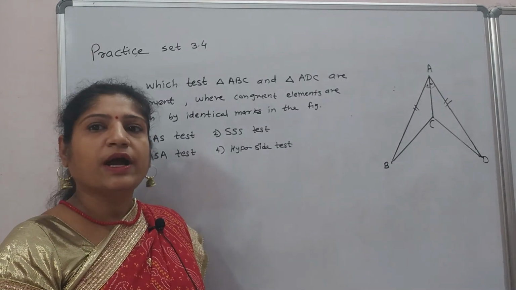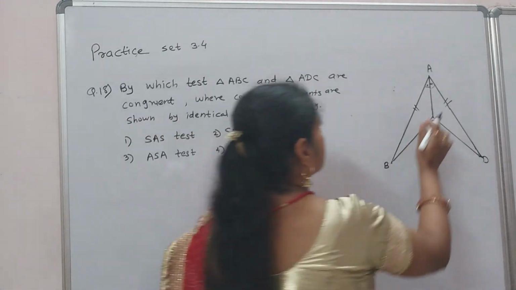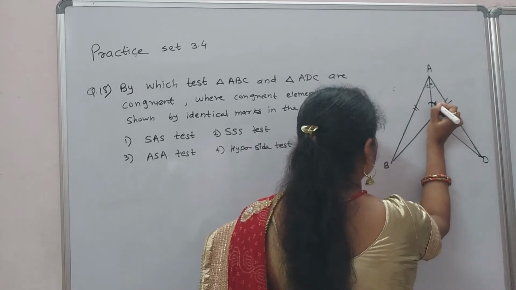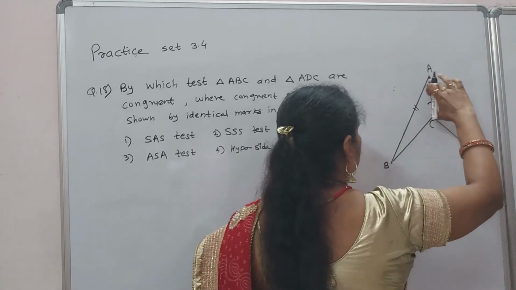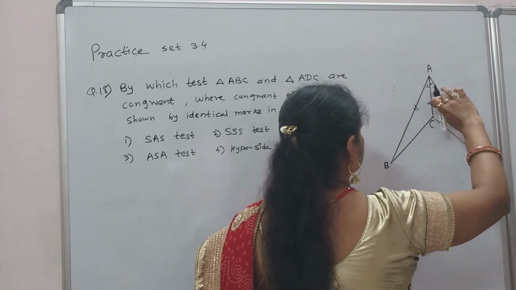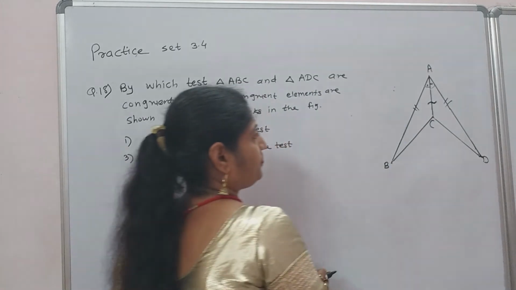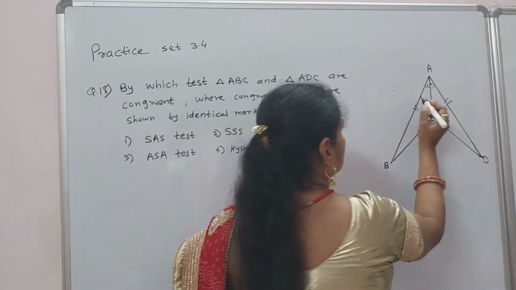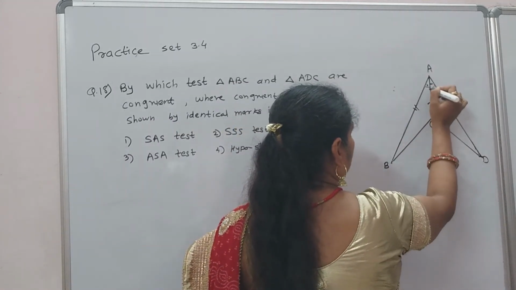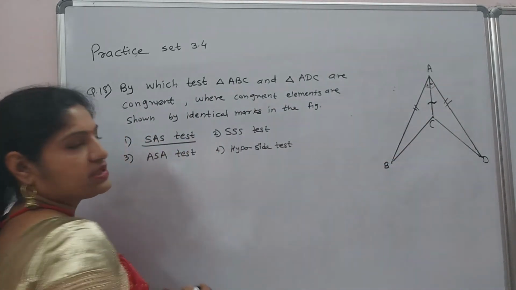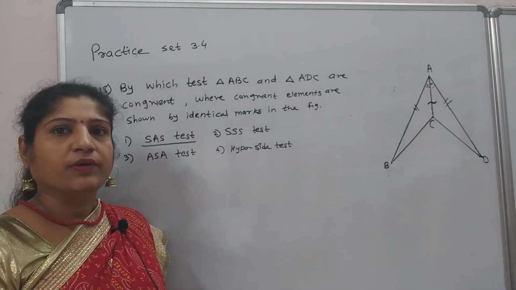Test is for 3 parts. So look at these two triangles. AC is common. Common sides are also congruent. AC of this triangle is congruent with AC of the other triangle. So side, angle, side test. Answer is option number 1.